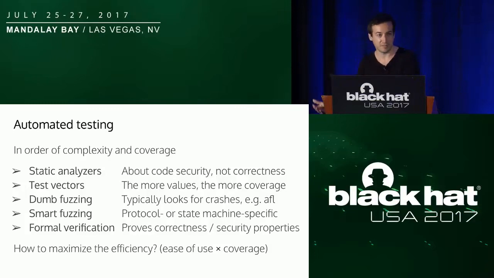Now we have maybe more advanced tools like what we call dumb fuzzing. For example, AFL is pretty smart, but it's still in the category of dumb fuzzers. It doesn't know what it's testing. It's just trying to be as smart as possible in order to maximize the code coverage. And it will typically look for crashes. So most people use AFL to look for crashes. You can look for other kinds of problems.